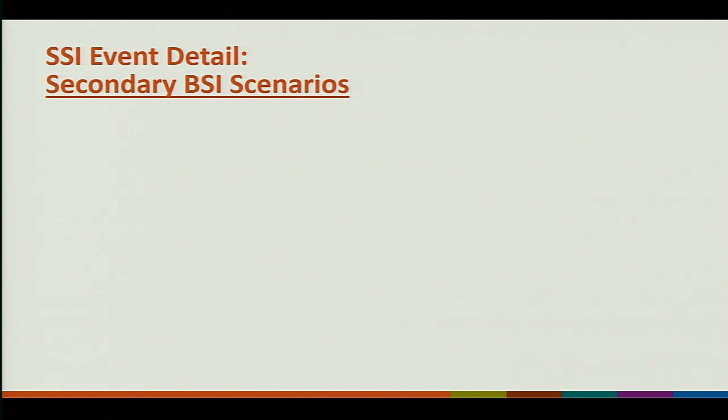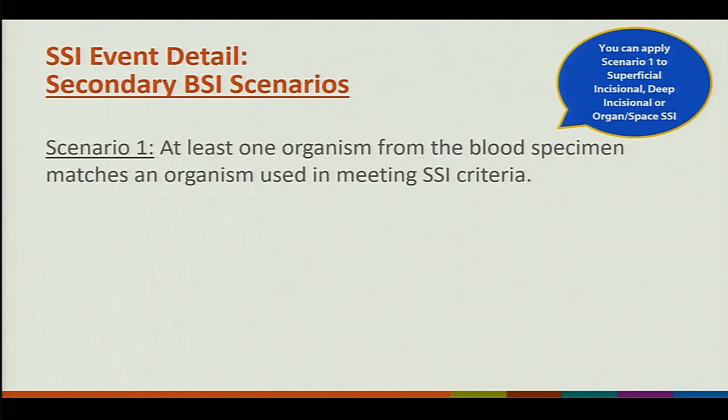Okay, now there are 2 scenarios where blood specimens can be deemed secondary to an SSI. The first scenario is when at least one organism from the blood specimen matches an organism used in meeting SSI criteria. Let me give you an example. The patient meets the criteria for a deep incisional SSI, criterion B. Staph aureus is isolated from a deep tissue culture, and the patient also has a blood culture matching the Staph aureus as well, and the blood culture falls within the secondary BSI attribution period. This would be scenario 1.